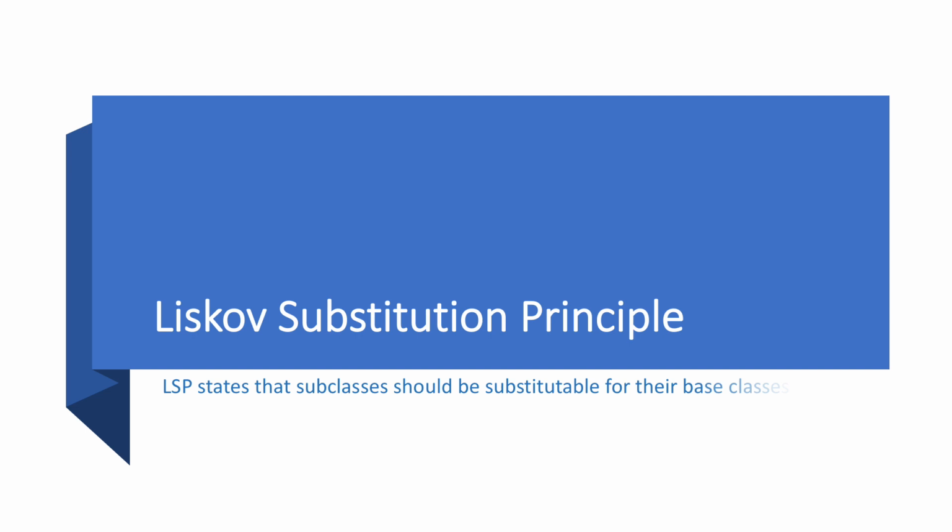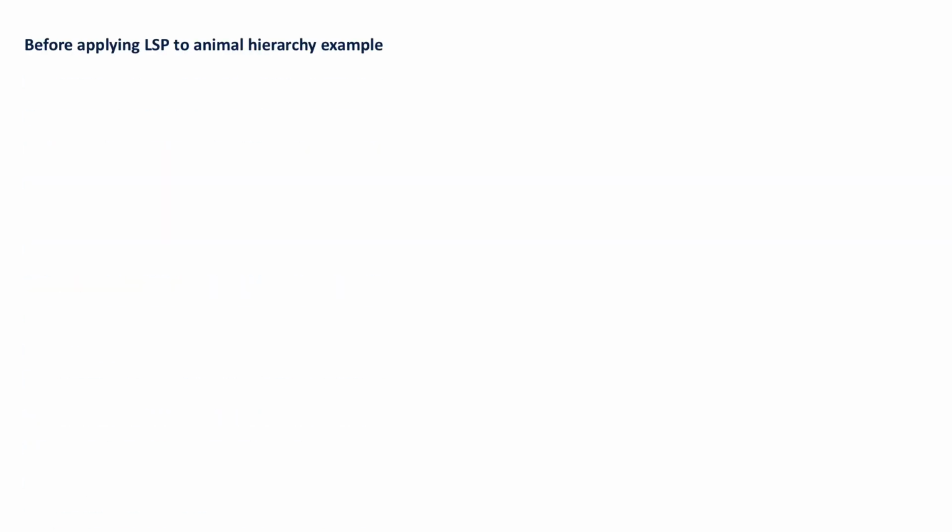Liskov Substitution Principle. This principle states that subclasses should be substitutable for their base classes, which means that the child class should be able to process the same requests as the parent class and deliver the same result or a result of the same type. Let's look into a zoo application example to strengthen the understanding of the Liskov substitution principle.